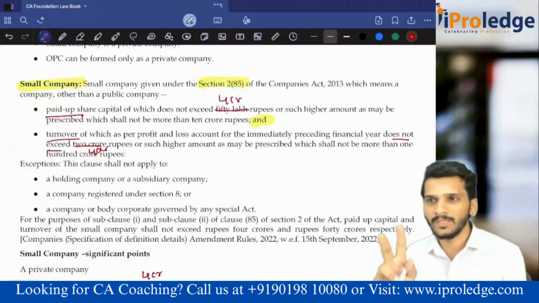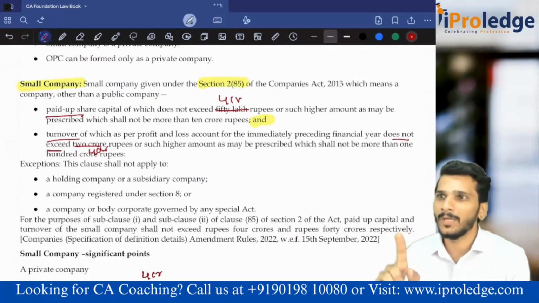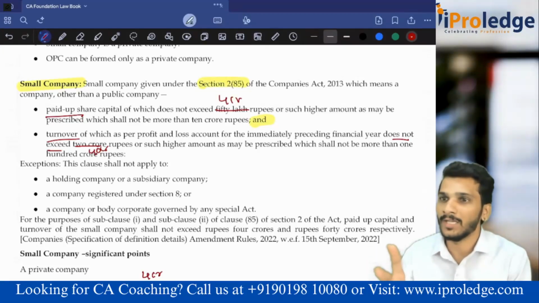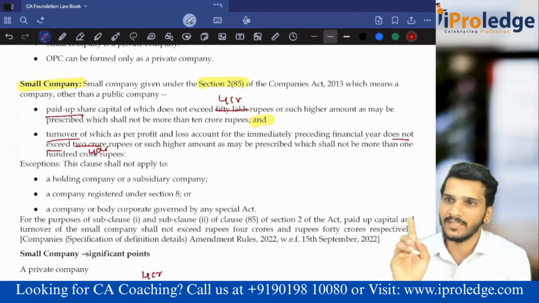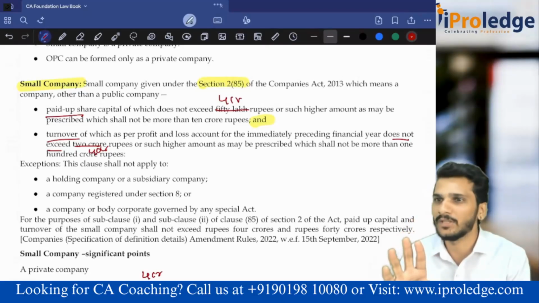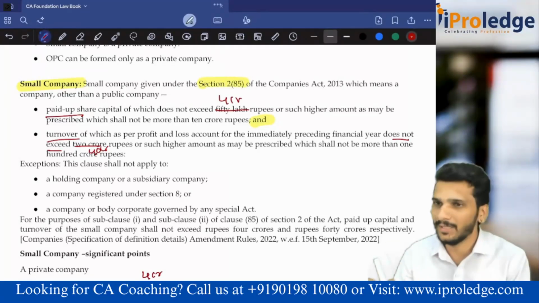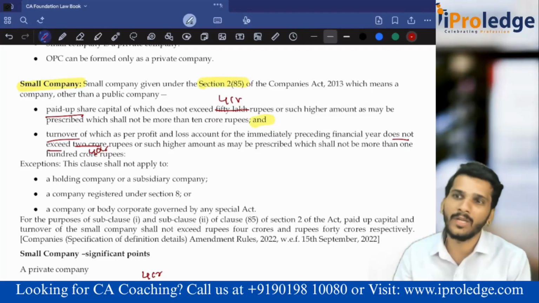Small company means any company as per section 2(85) of Companies Act 2013. Company whose paid up capital does not exceed 4 crore and turnover does not exceed 40 crore as per the latest audited financial statements. The question is there in the examination. One company is there having turnover of this much, paid up capital of this much. Can it be called a small company? Example: paid up capital is 3 crore, but turnover is 50 crore.